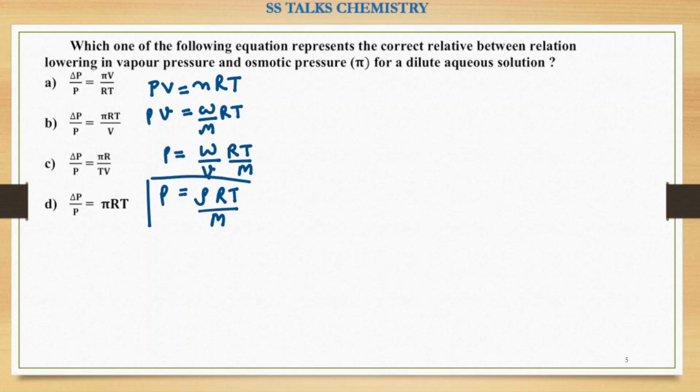This is equal to the pressure. So this is one of the relationships. Now we also know this thing, the lowering of the vapor pressure. So what does this term, lowering of the vapor pressure, basically mean?